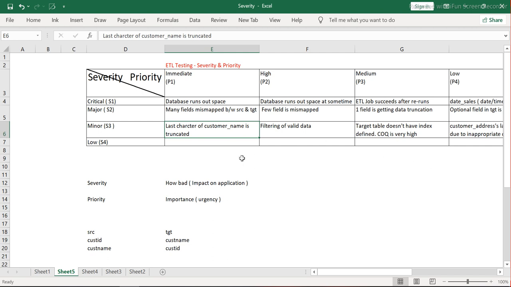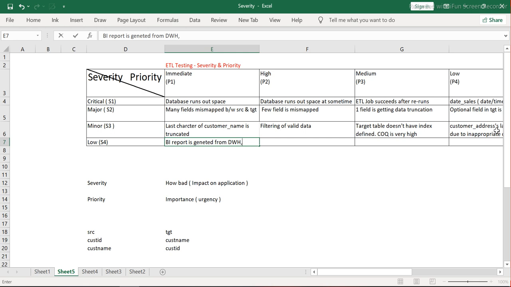So low severity and immediate priority. Okay, so what can happen? There is no breakage, nothing is breaking, but the only problem is there is some issue with some presentation or something. So for example, let's say I have a BI report that is generated from the data warehouse.